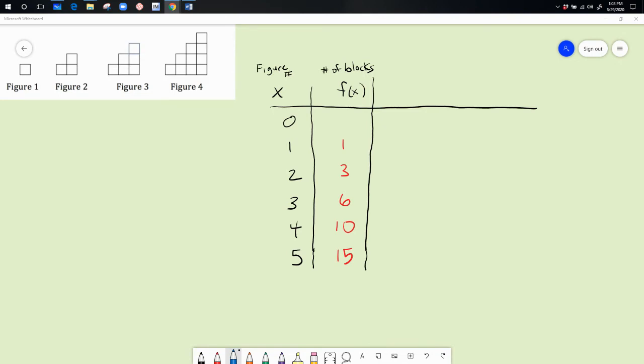So here we go. The first thing we're going to do is find the difference between 1 and 3. What do we have to add to get from 1 to 3? 2, right? 1 plus 2 is 3. 3 plus what is 6?